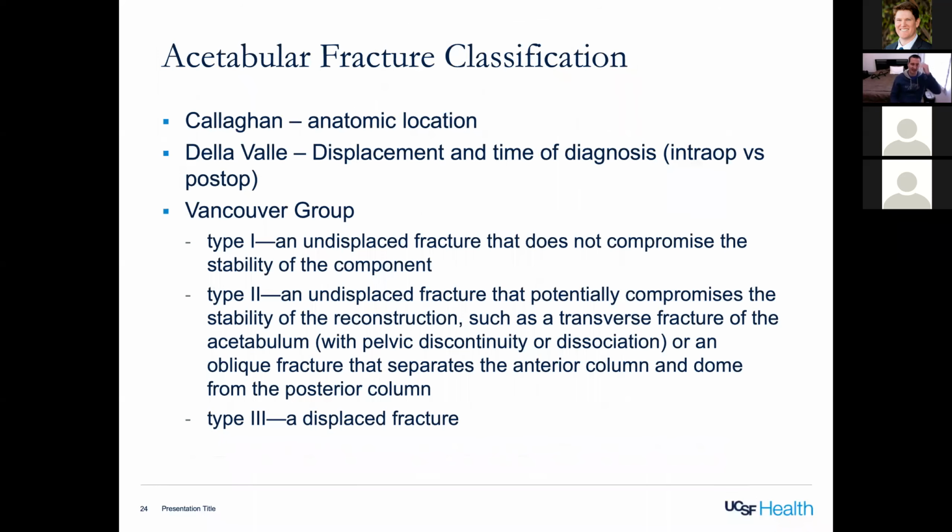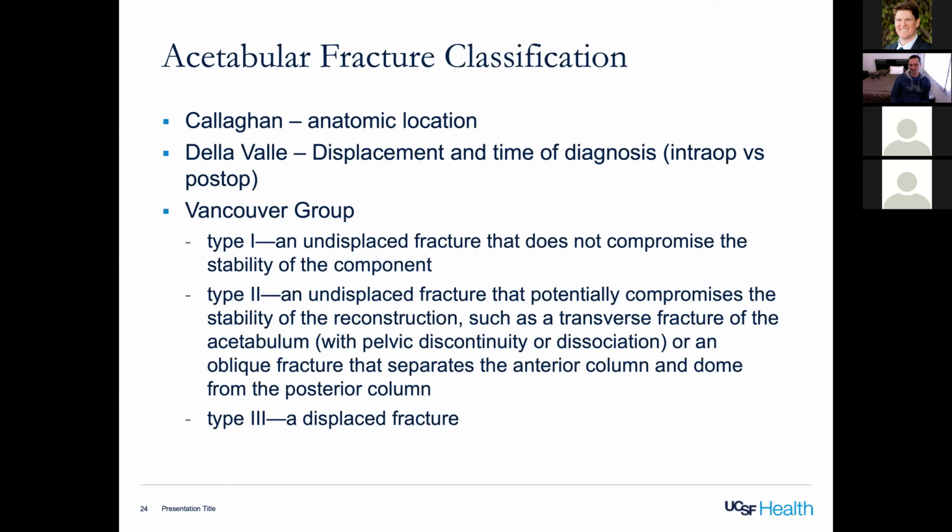In terms of acetabular fractures, a couple of classifications have been described, either based on anatomic location or displacement and time of diagnosis, but the Vancouver group has also come up with a classification that makes a little more sense to me. It's essentially type 1, 2, and 3. Type 1 is a fracture that doesn't compromise stability of the component. Type 2 might compromise it, but not right then. And type 3 is a displaced fracture, which by definition would compromise the stability of the component.